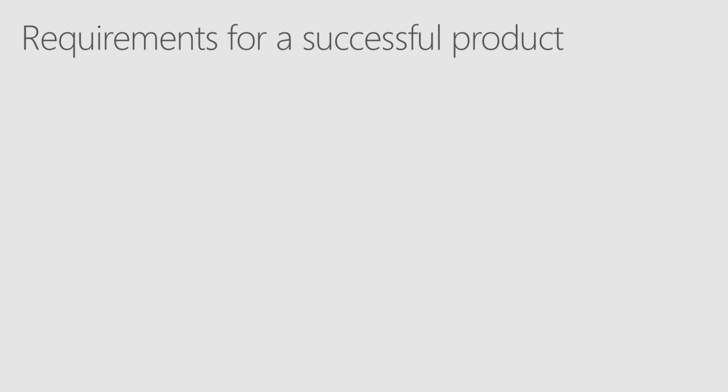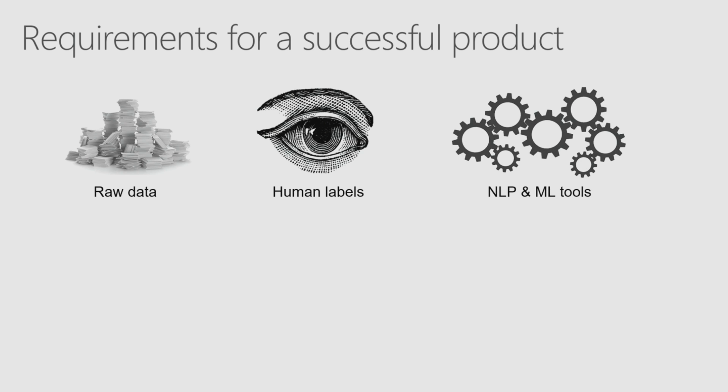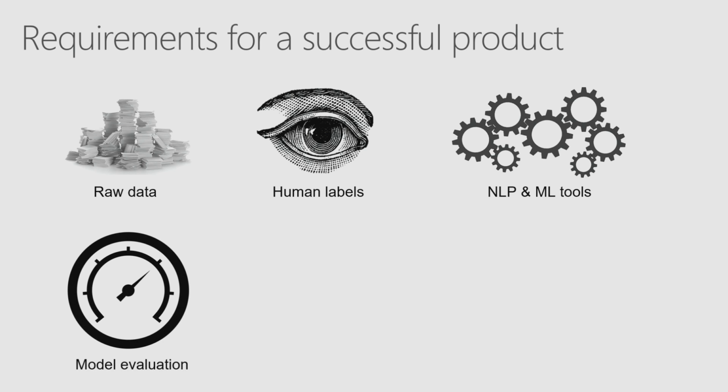So as somebody working for, say, Delta and looking to build one of these sentiment models, what are the requirements that I have? What are the key ingredients? Well, I'm going to need some raw data to analyze and to label. I'm going to need human labels on that data. I'm going to need people to mark whether this is saying something positive or negative. Once I have that labeled data, I'm going to need access to a suite of NLP and machine learning tools so that I can actually build models from that data. And I'm going to need to be able to evaluate those models and see how they perform.